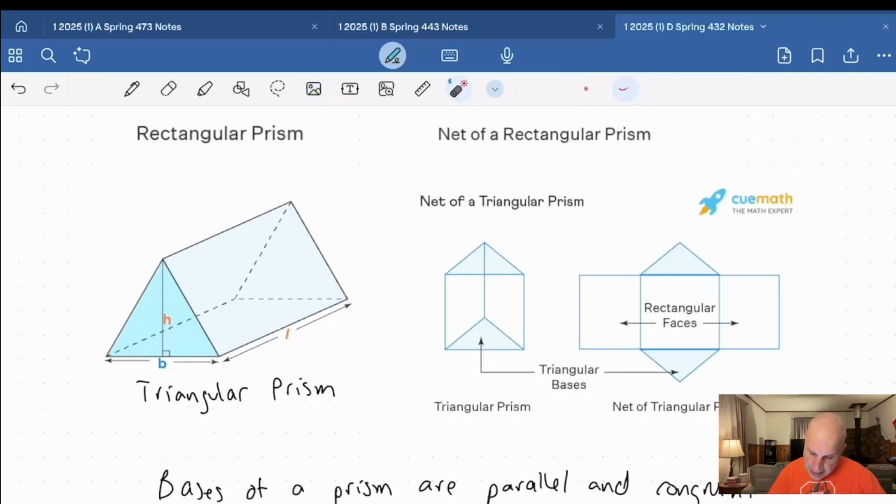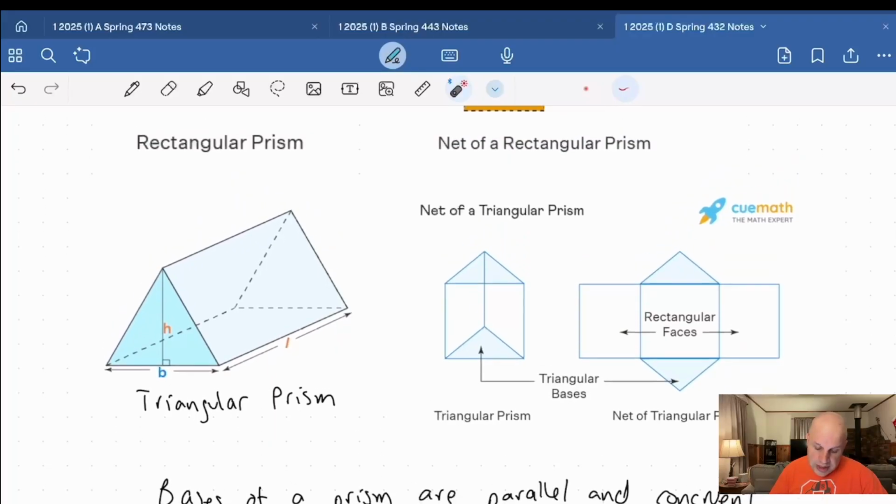Here we have the net of our triangular prism. If I start off with this triangular prism, if we were to unfold these sides, here is my two triangular bases, and then the three rectangular faces. Those ones right there. Notice that in the triangular prism, the base does not have to be on the bottom. For example, in this triangular prism right here, notice the two triangles are in the front and back. For this triangular prism, the two triangles are on the top and bottom.